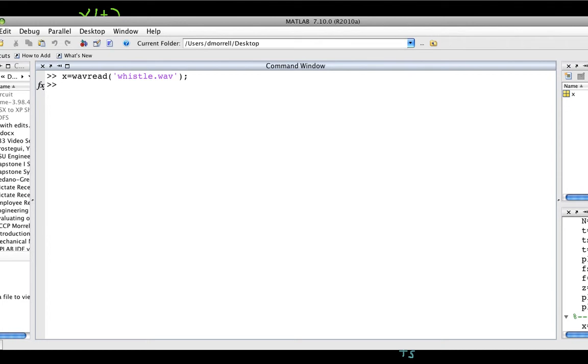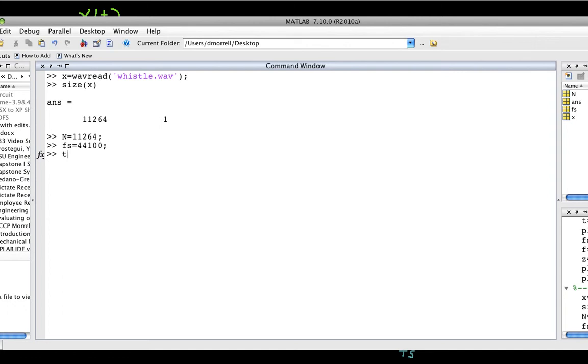Now I need to know how many samples I have. I can do that by doing size of x. So it turns out, by looking at this, the number of samples is 11,264. Okay. Now I also know, because of the program that I used to record the whistle, that the sampling frequency is 44.1 kilosamples per second. This is the sampling rate that CDs use, by the way.